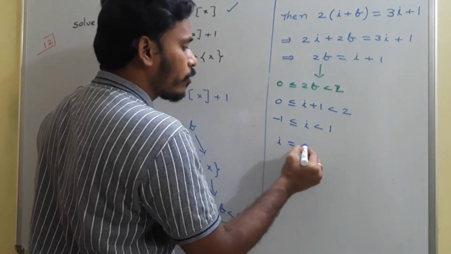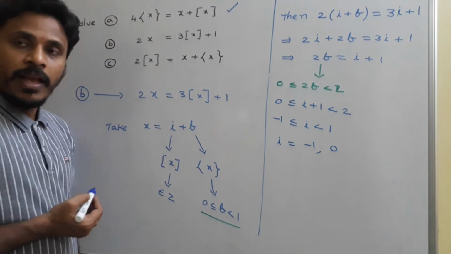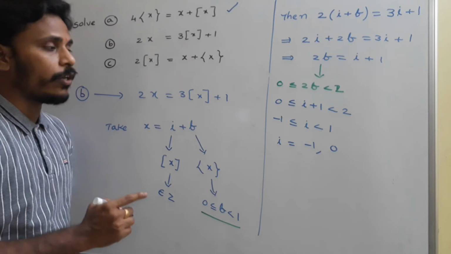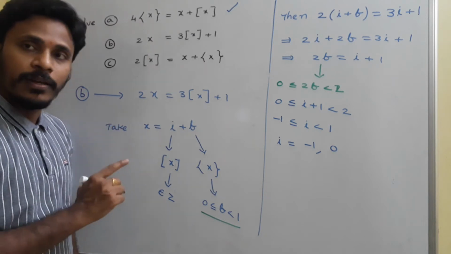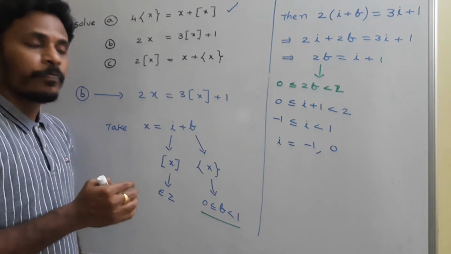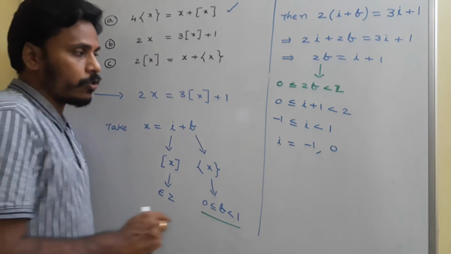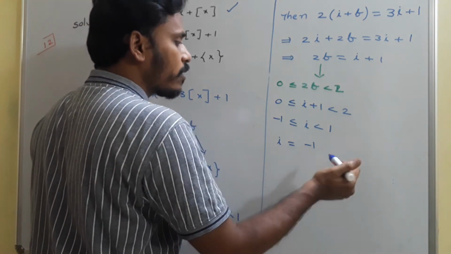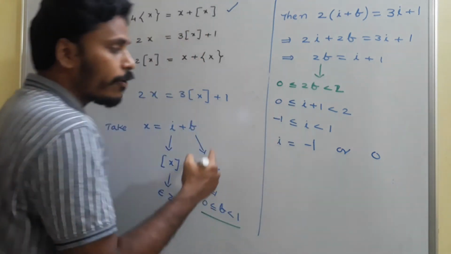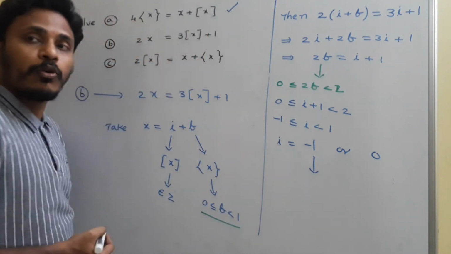From this, i equals minus 1, 0. Only two possibilities. I is an integer which is between minus 1 and 1. So we have only two possibilities: i is minus 1 as well as 0. From there we need to calculate f also. So we have two possibilities. The value of i is either minus 1 or 0. If i equals minus 1, in this case, what do you say about f?